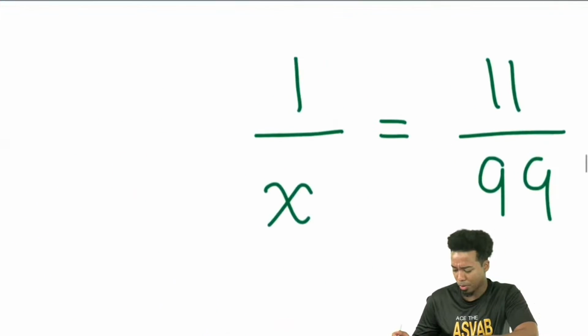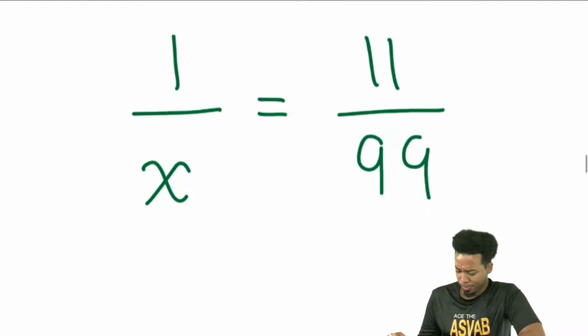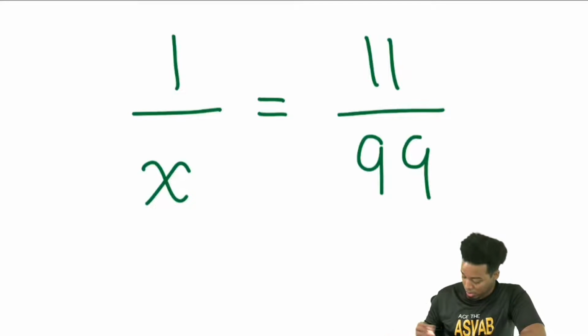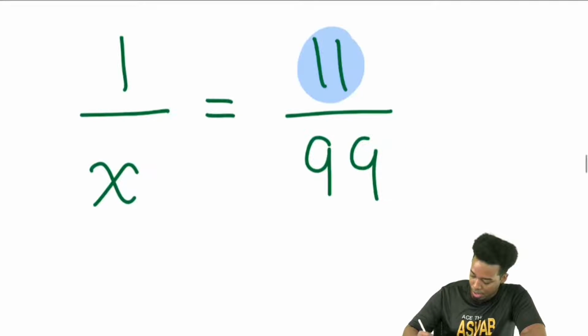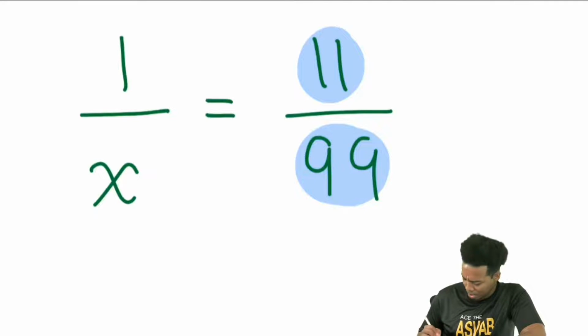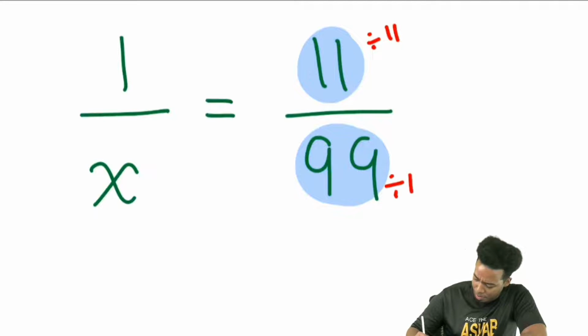The third one here, 1 over x equals 11 over 99. Going into this one, let's get into it. I'll take a look at this and I'll say, hey, 11 and 99 are both divisible by 11, actually. So let's give ourselves an easier time there. Everybody, 11 and 99 are both divisible by what? Right, they're both divisible by 11. So I'll divide by 11, divide by 11.